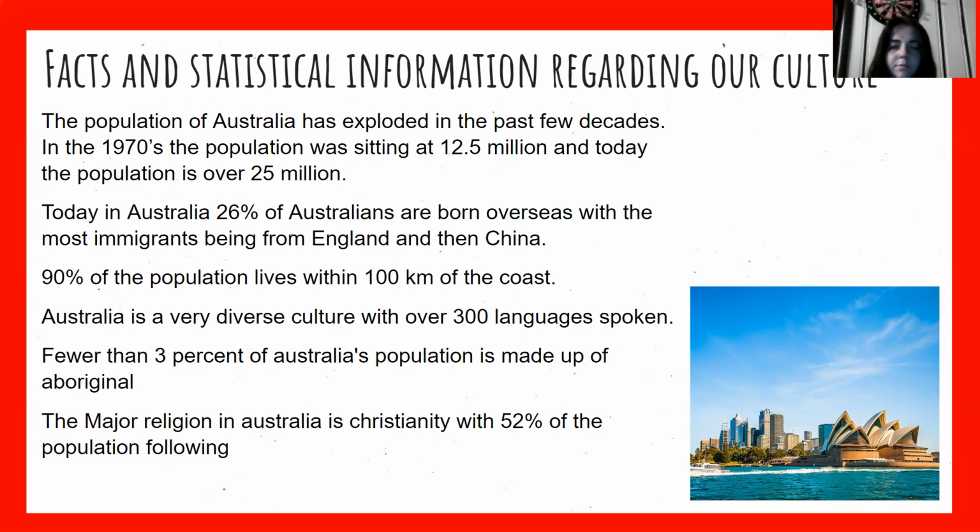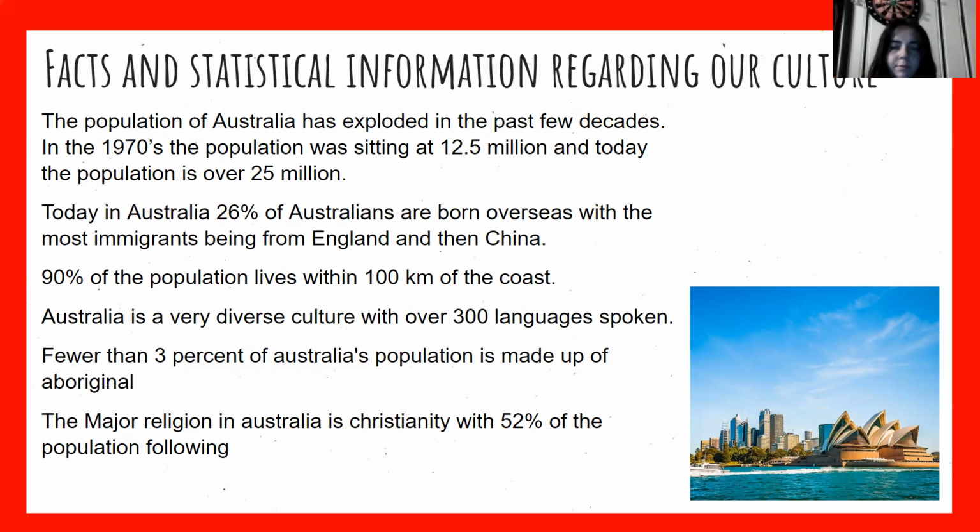Australia is a very diverse culture with over 300 languages spoken. They have one of the oldest civilizations known to mankind, the Aboriginals, and fewer than 3% of Australia's population today is made up of Aboriginals. But it's one of the oldest civilizations left. I think they came to Australia about 40,000 years ago.